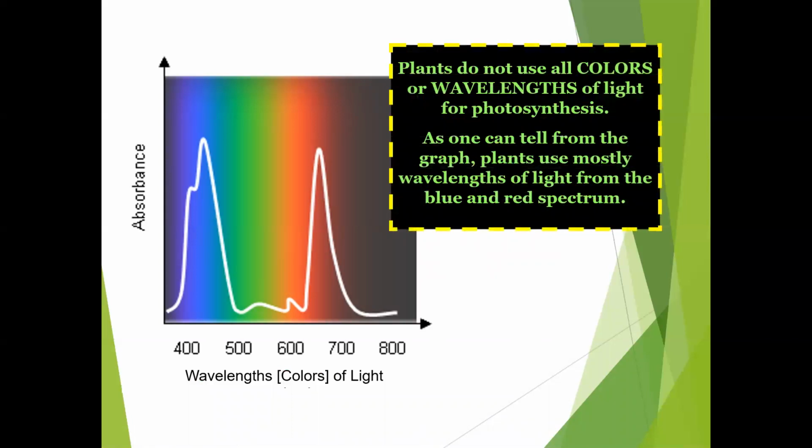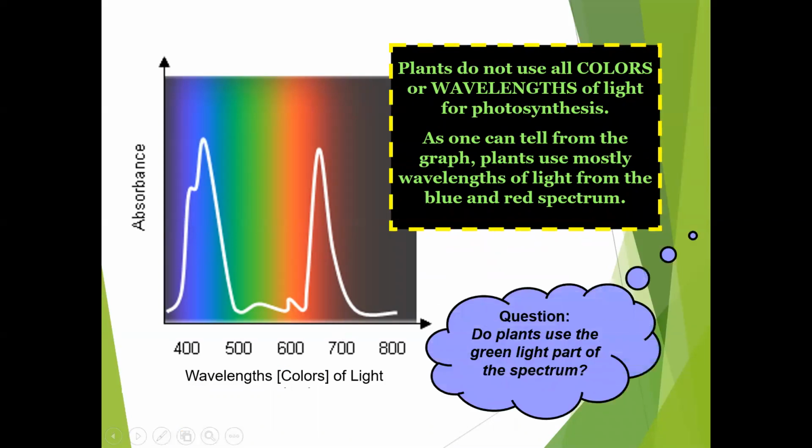All right, so plants do not use all colors or wavelengths of light. If you look at this graph, you can tell that plants are only going to use certain wavelengths of light. Okay, so from the blue and from the red. That means that they're being absorbed. The frequency of light at about 450, this blue light wavelength, is being absorbed by pigments.